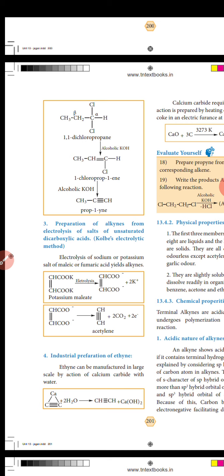Okay, the physical properties of alkynes. The first 3 members are gases, the next 8 are liquids, and the higher alkynes are solids.